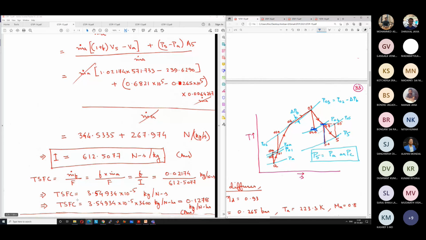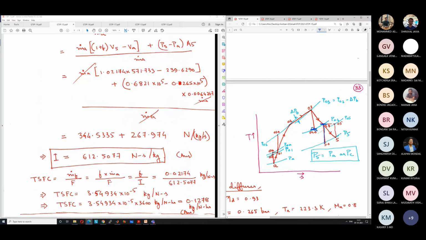Remember that generally we convert it to kg per Newton per hour for more practical purposes. In kg per Newton per second, this value comes out to be 3.54934 into 10 to the power minus 5 kg per Newton second. If you multiply this by 3600, you get the value in kg per Newton per hour, which comes out to be 0.1278 kg per Newton per hour. So please go to 3-4 decimal places. Otherwise, if your value is 0.129, that is not correct. Then you should not say that I have got 0.129 and the answer is 0.1278, it's almost correct, why you are deducting marks like this?